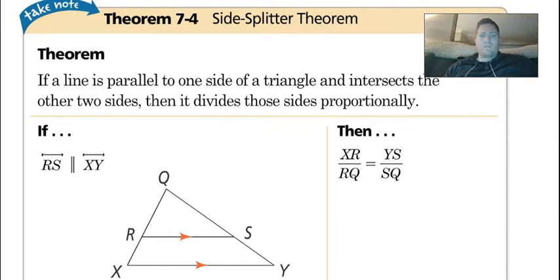And our first one is the side splitter theorem. Pretty cool name. And it says if a line is parallel to one of the sides of the triangle, it intersects the other two sides and it divides it into those sides proportionally.